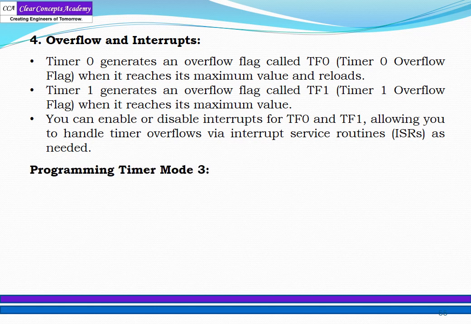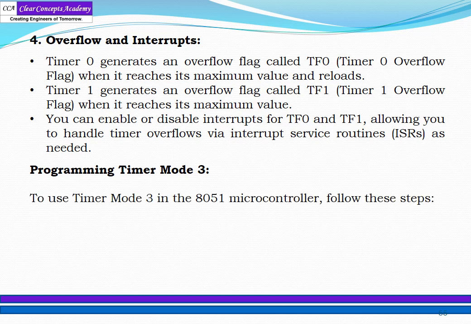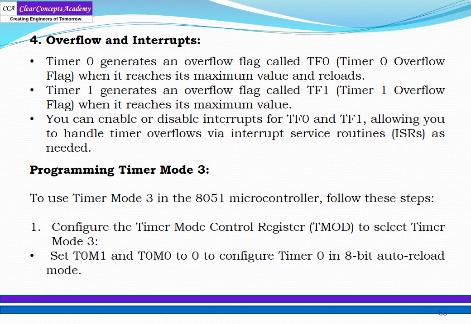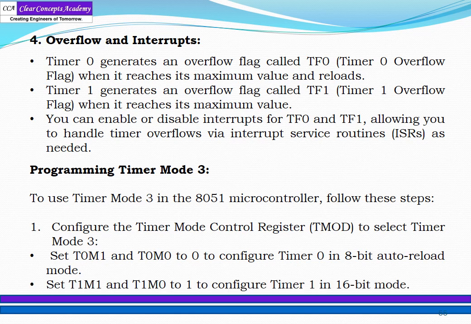Programming timer mode 3. Now how will mode 3 be programmed? To use timer mode 3 in the 8051 microcontroller, follow these steps. First, configure the timer mode control register, that is TMOD, to select timer mode 3. Then set T0M1 and T0M0 to 0 to configure timer 0 in 8-bit auto reload mode. Set T1M1 and T1M0 to 1 to configure timer 1 in 16-bit mode.